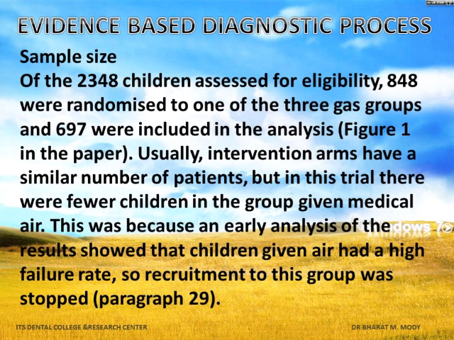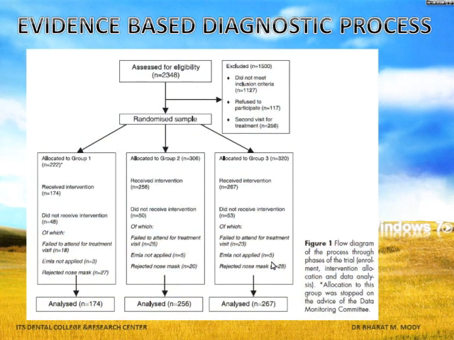So there were 2,358 students who were eligible. 848 of them were randomized into the 3 groups, as can be seen in the figure in the article. The intervention arms had a similar number of patients in the trial, so there was a good comparison between the groups, and this was what the early analysis of the result showed.